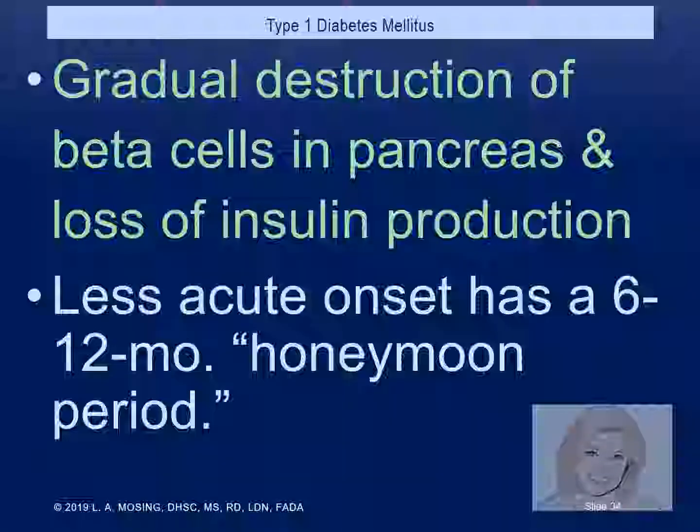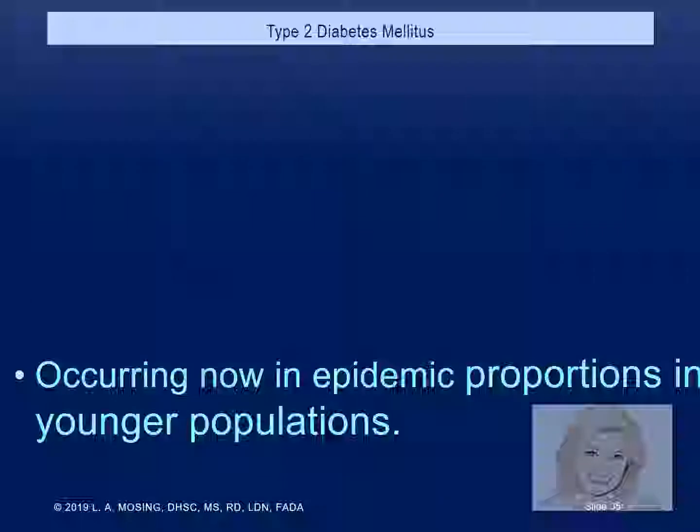With type 1 diabetes, there is a gradual reduction in the beta cells in the pancreas, so they lose the insulin production. Sometimes it's sudden and the onset is rapid, but many times there's a 6 to 12 month honeymoon period. So you may be working in a pediatrician's office and you're noticing some factors, like a cold that doesn't go away, they keep getting sick, and you test their blood sugar and lo and behold, it might be type 1.